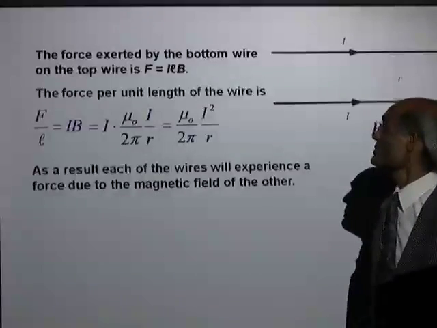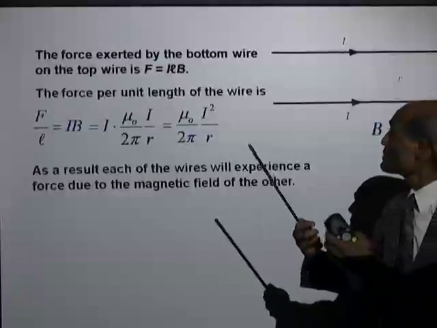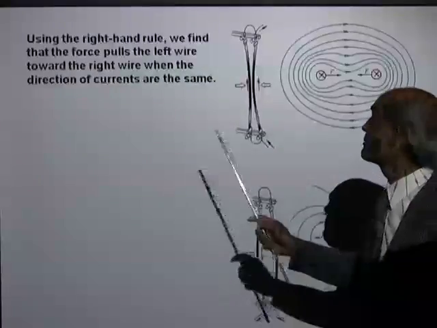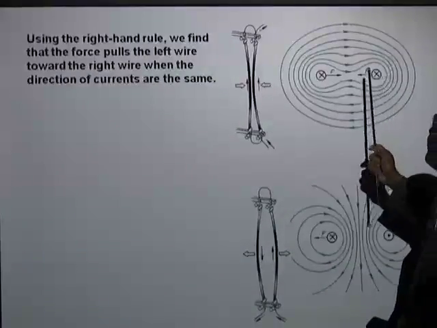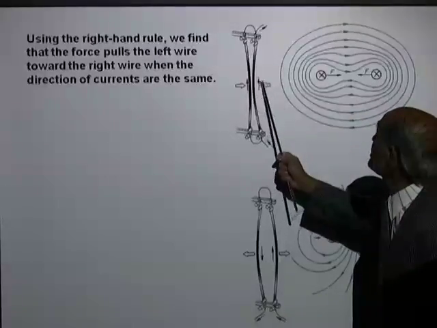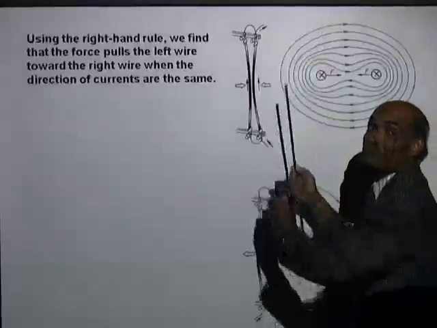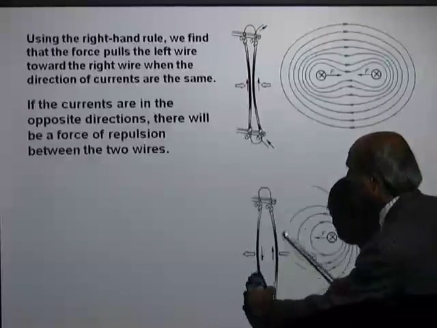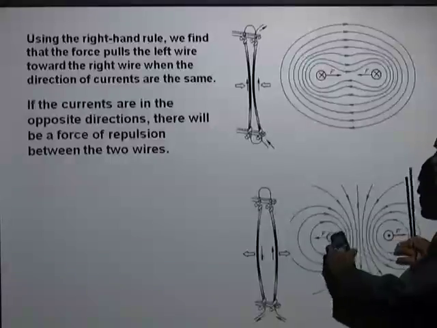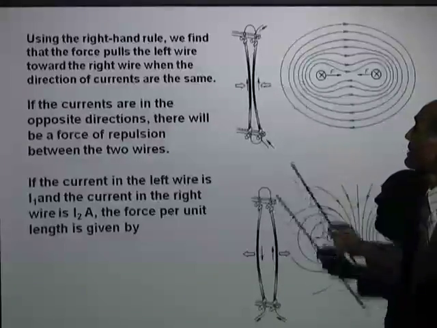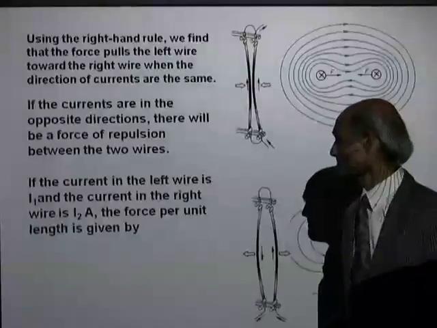Now, as a result, each of the wire will experience a force due to the magnetic field of the other, and we explained how that happens. When the two wires carry currents in the same direction, there is a force of attraction, and when the currents are in the opposite direction, there is a force of repulsion. And I explained how that phenomenon occurs.